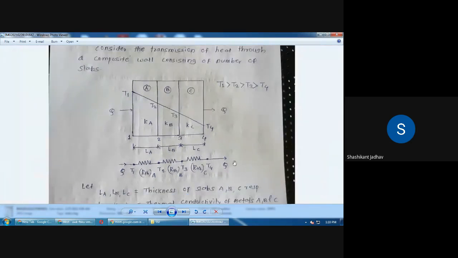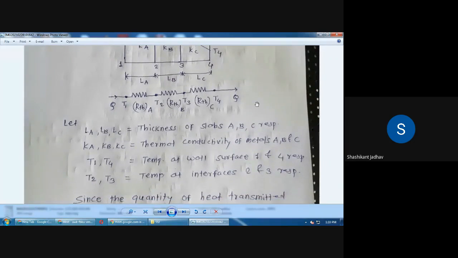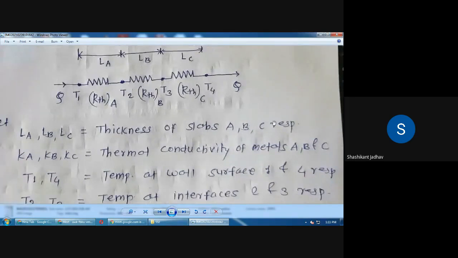Okay. So next line, write down the meaning of each term. Let LA, LB, LC be equal to the thickness of slabs A, B, C respectively.